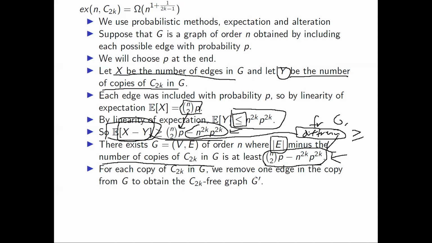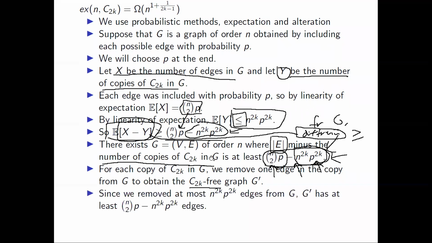And that means that G prime, like I said, is going to be C_2k-free. So it won't have any copy of C_2k because we removed an edge from each copy. And the number of edges in G prime is going to be at least this right here. So we started with this many edges, and then we removed one edge for each of these possible copies. And we know the number of copies is at most this thing that I circled on the right. And so we find that G prime has at least this many edges, n choose 2 times p minus n to the 2k times p to the 2k.